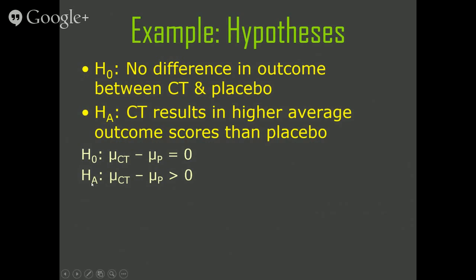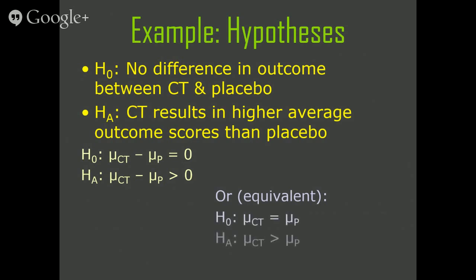Notice again, these are the population values. You never put sample values. The hypotheses are about what's going on in the population. We use the sample to test that, but the sample doesn't go in the hypotheses. Or you can write it this way.